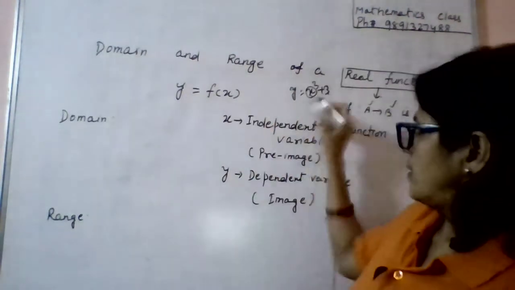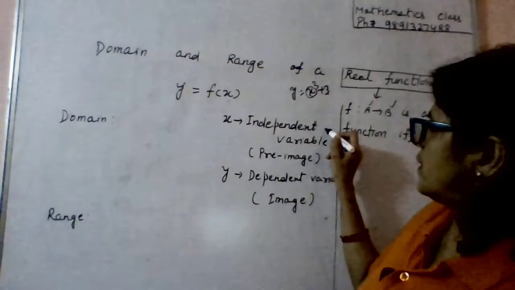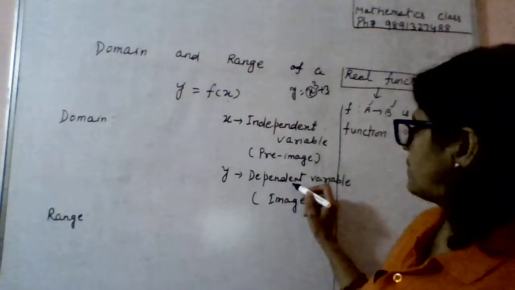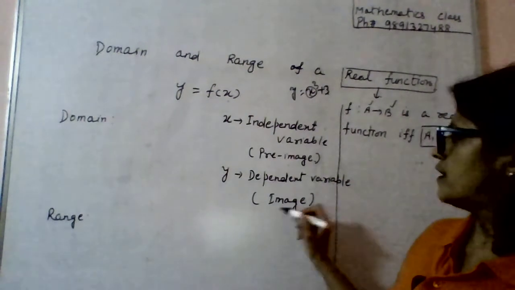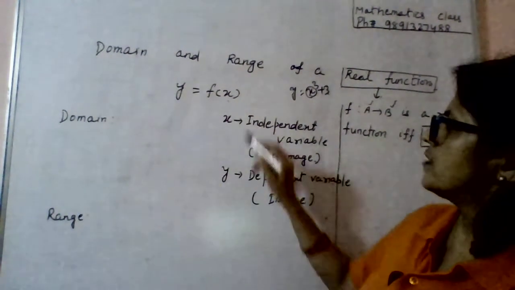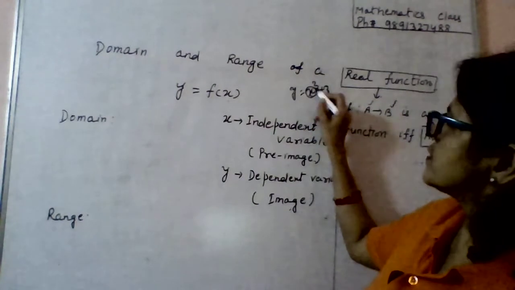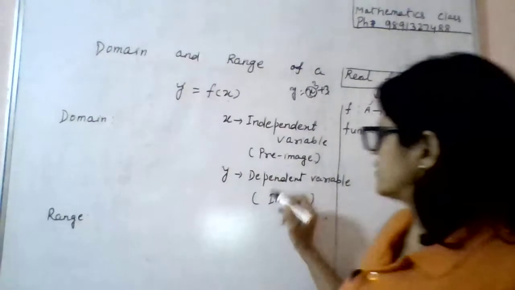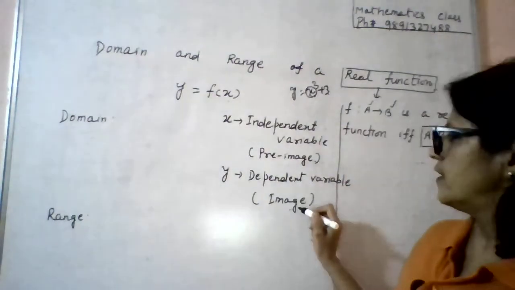Here x is called independent variable or pre-image. y is called dependent variable or image. So here y depends upon x. As you change x, y will automatically change. So y is called dependent variable or image.